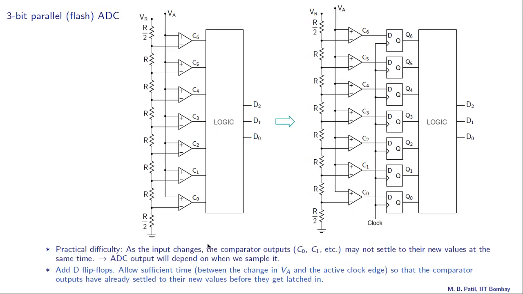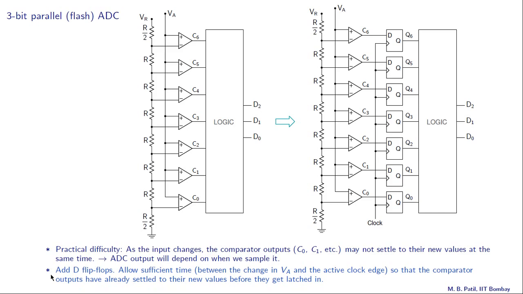So this circuit, which we saw in the last slide, represents a 3-bit parallel ADC, but there is a practical difficulty with this circuit, and that is, as the input changes, the comparator outputs C0, C1, etc. may not settle to their new values at the same time. This might settle earlier, this might settle later, and so on. And therefore, the ADC output will depend on when we actually sample D2, D1, D0, and that is not desirable.